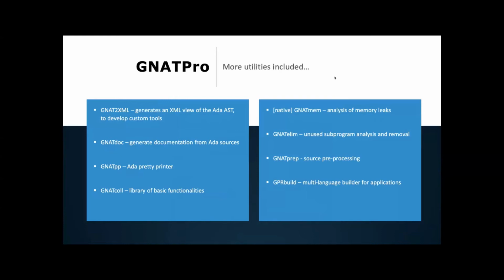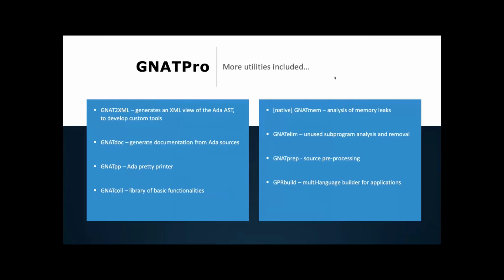There's a pretty printer included with the GNATpp tool. I mentioned the GNAT Collection earlier, GNATcoll, that included the ability to embed Python interpreters, but it also allows you to do things like SQL, email, a bunch of utility-type tools. This is available on our native platforms. GNATmem is also available on native. This allows you to look for potential memory leaks in your source code. GNATprep allows you to do source pre-processing.